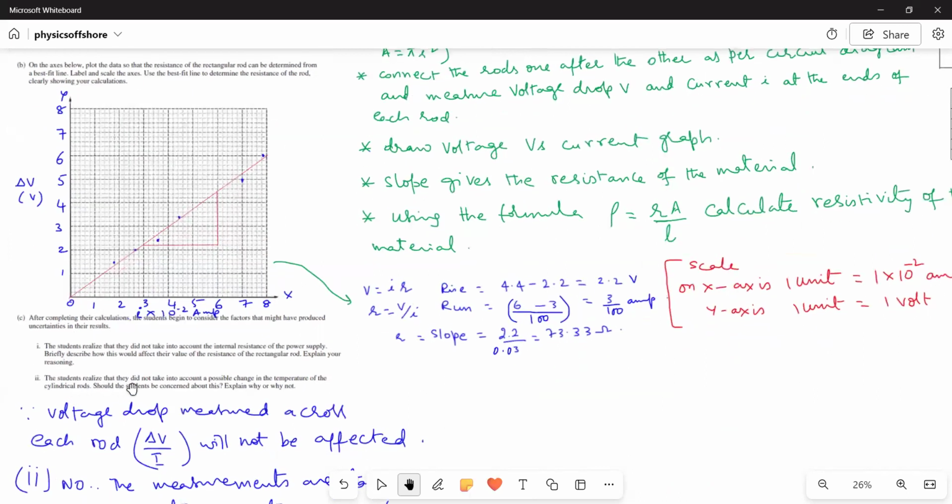The students realized that they did not take into account a possible change in the temperature of the cylindrical rods. Should the students be concerned about this? Explain why or why not.